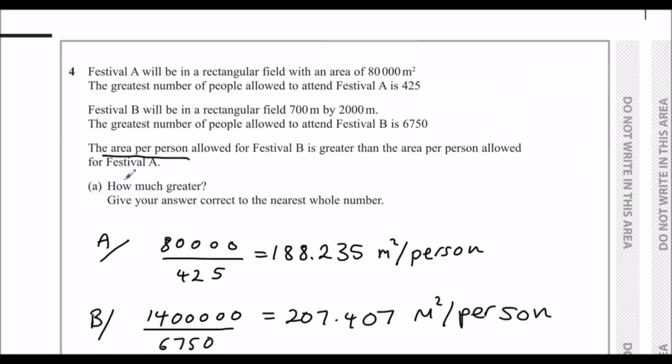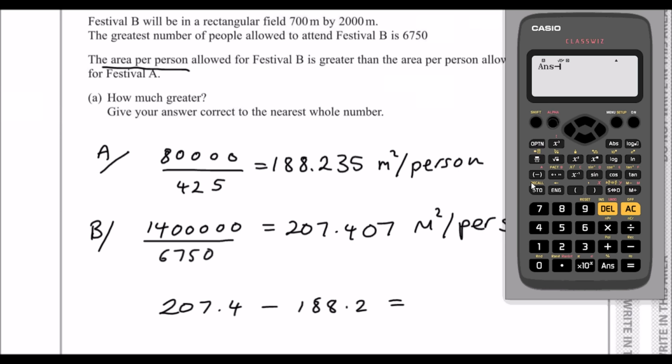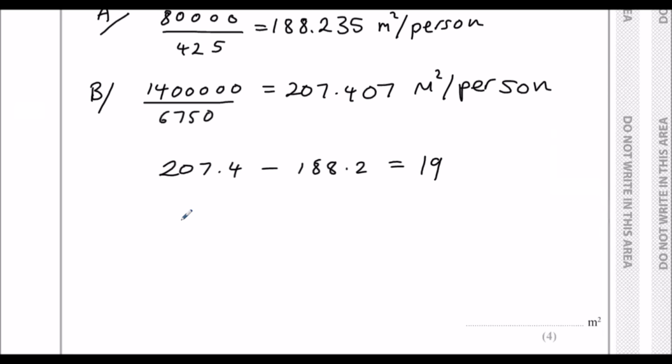The question said, how much greater? So how much bigger is our answer for B than our answer for A? So what's the difference between them? We're going to do B take away A, so 207.4 and so on, take away 188.2 and so on. So this answer, take away our other answer, we've got 19.17 and so on. The question says give your answer to the nearest whole number, so it's just 19. So 19 meters squared per person.